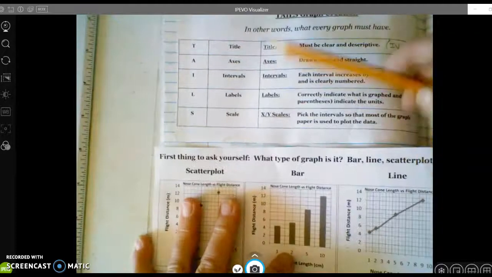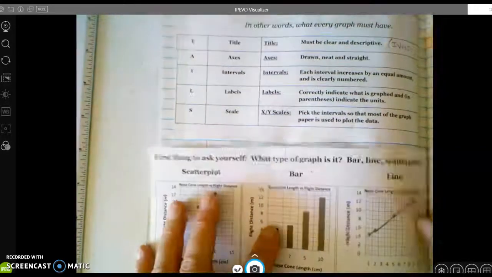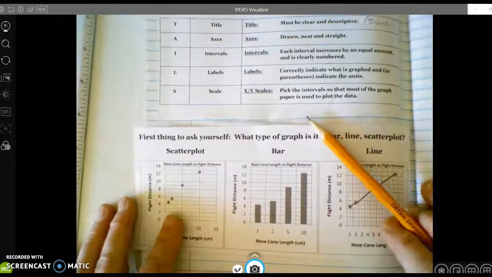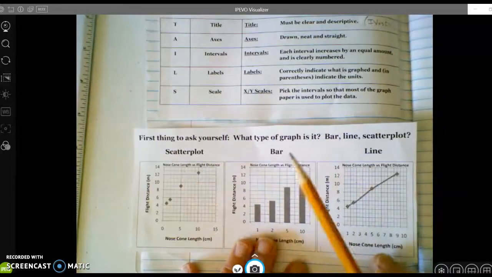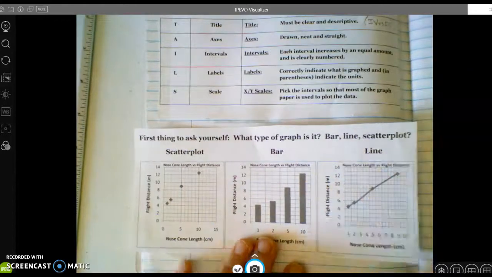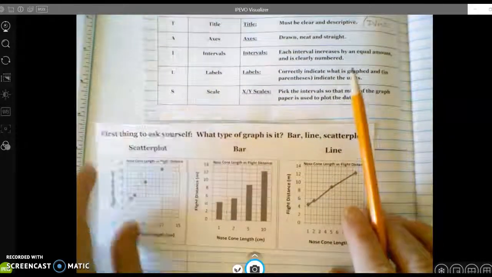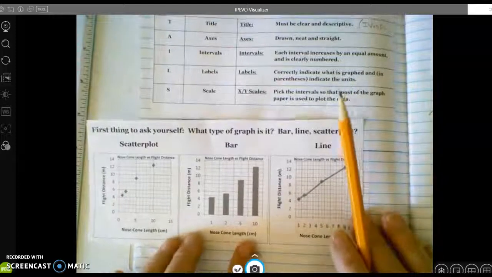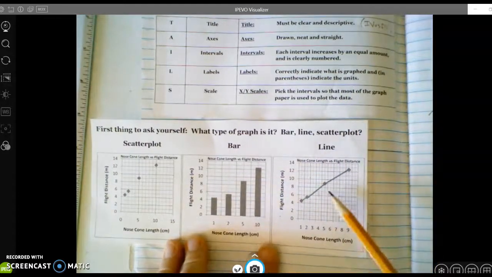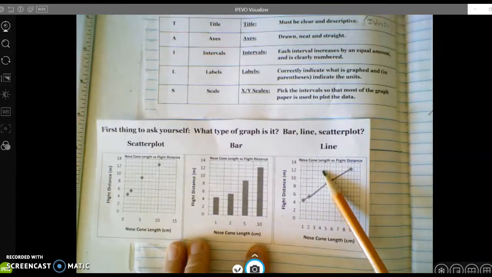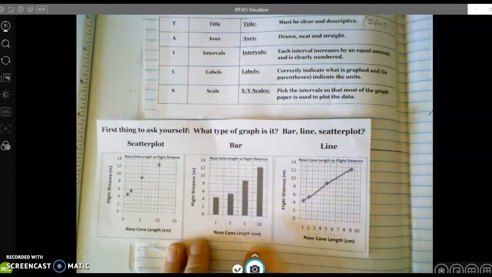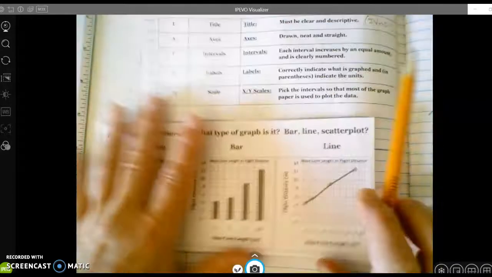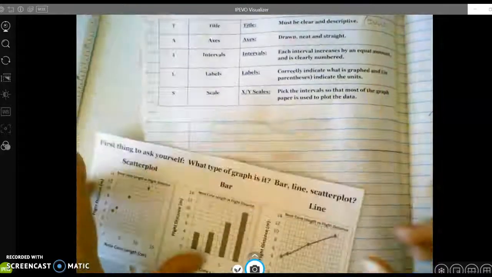So TAILS is just a way to help you remember all the elements that you need in a graph. We're not going to do too much in scatter plots, but we will do a lot of bar and line graphs in this class. So what I'd like you to do before you're done is draw a bar or line graph, and I want you to completely make sure you have all the elements of the parts of TAILS. Actually, I want you to do both. Let's do bar and line. You can make 2 little graphs below here. You don't need to do the scatter plot.